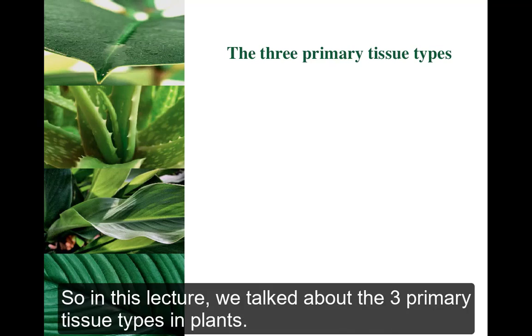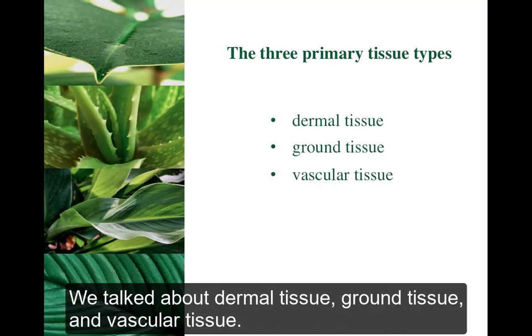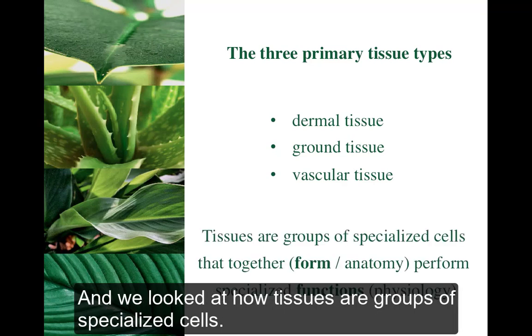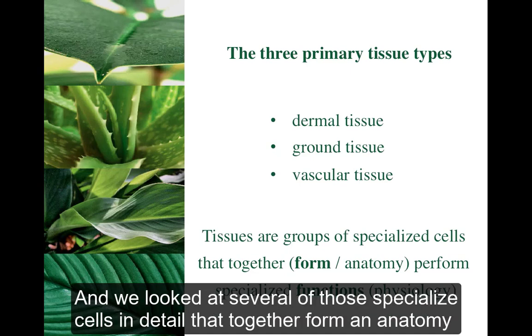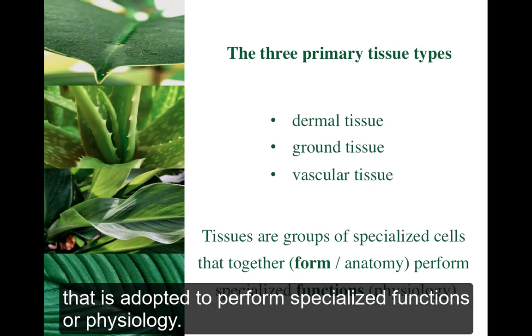So in this lecture, we talked about the three primary tissue types in plants. We talked about dermal tissue, ground tissue, and vascular tissue. And we looked at how tissues are groups of specialized cells, and we looked at several of those specialized cells in some detail, that together form an anatomy that is adapted to perform specialized functions or physiology.